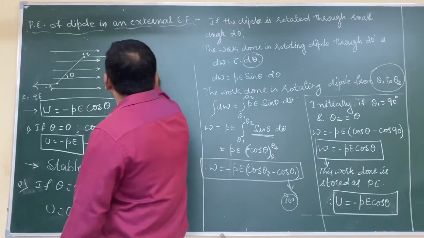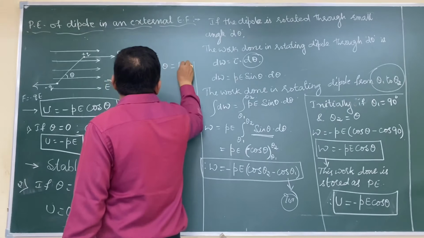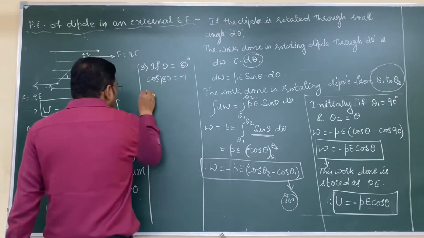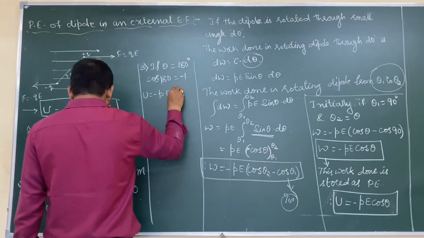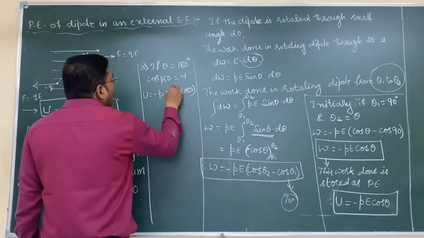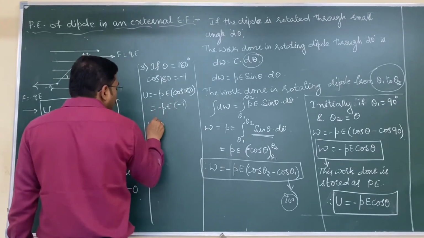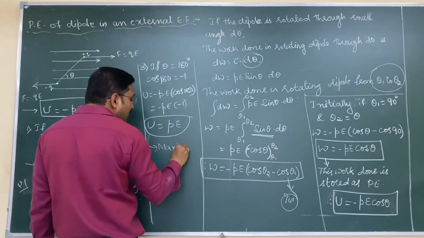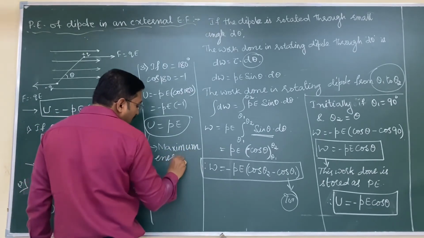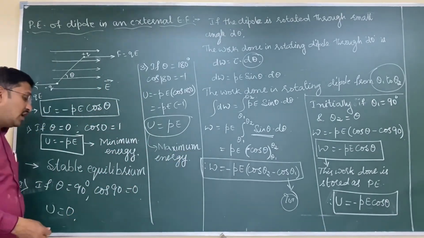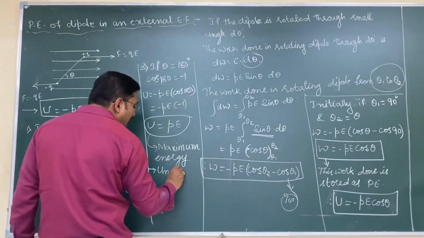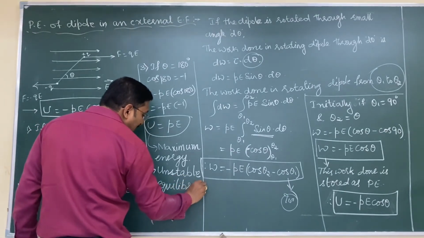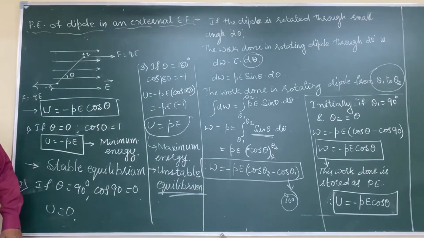Next, the third condition: if theta is equal to 180 degrees, cos 180 is equal to minus 1. Therefore, U is equal to minus P into cos 180, that is, minus P into minus 1, so U is equal to PE. In this position, the dipole has maximum energy, and this position is called unstable equilibrium.